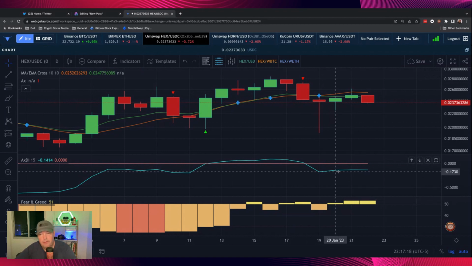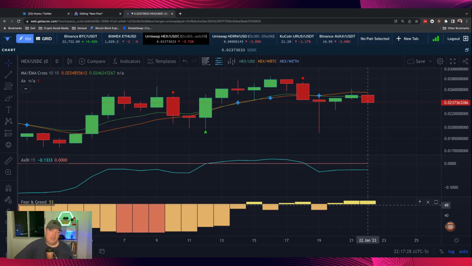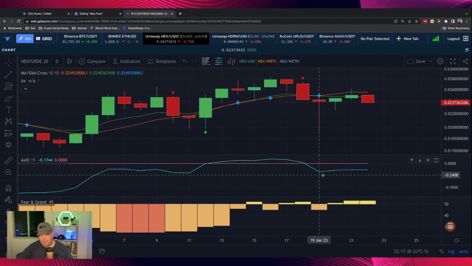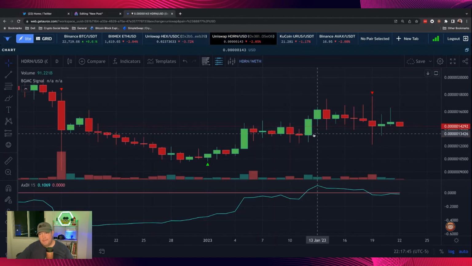So, 2 out of 4 are bearish. One is neither bearish or bullish, and the other one's bullish. So, kind of almost mid-ground there, I would say. 30% bullish, 70% bearish for Hex right now. If we do get the news of PulseChain version 3 is coming soon, then bam, it'll blow everything out of the water. All right, now let's go to Hedron.